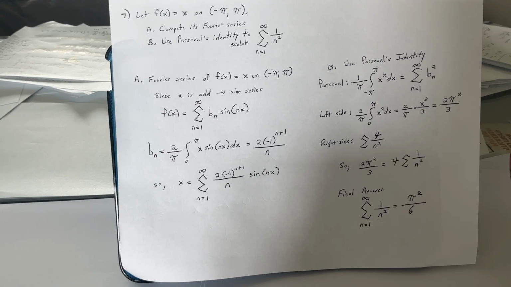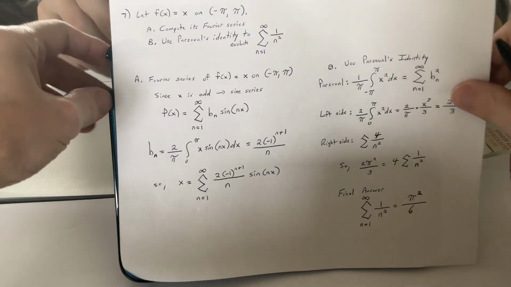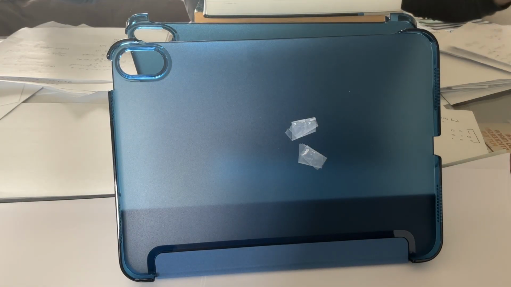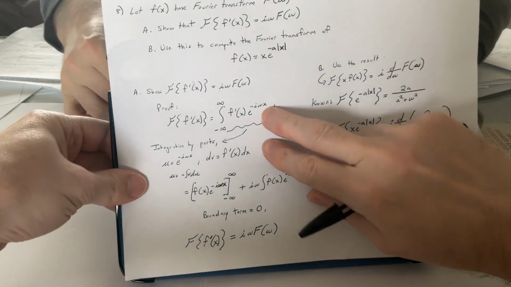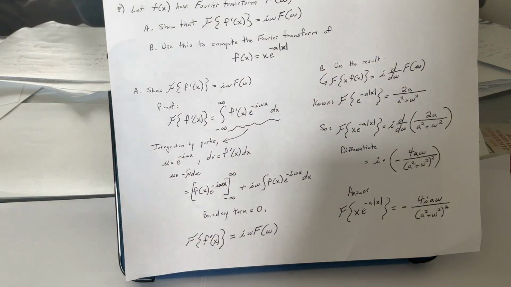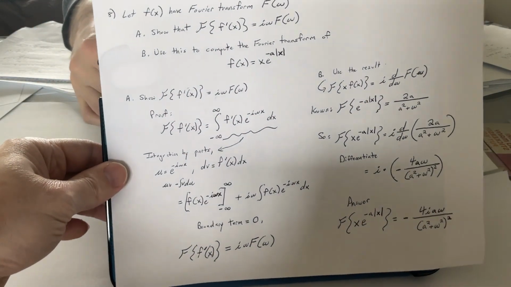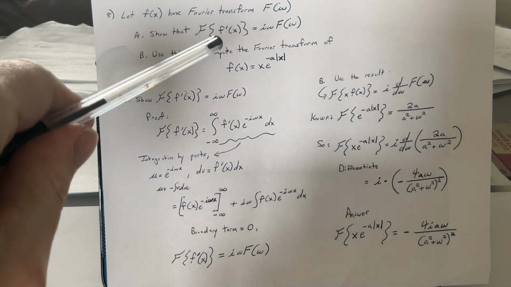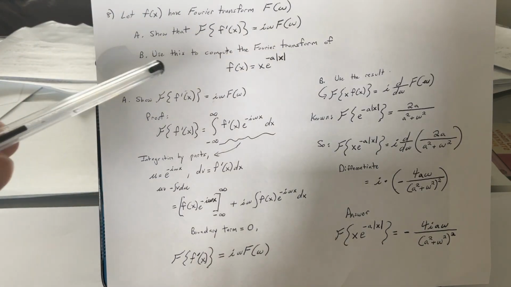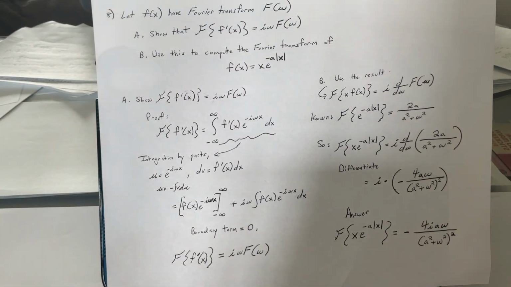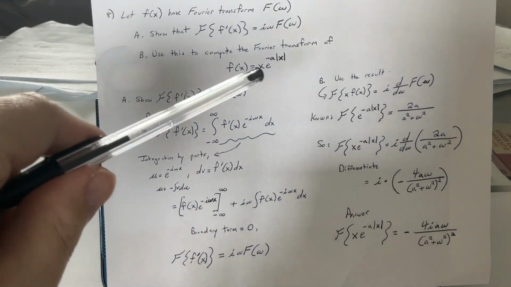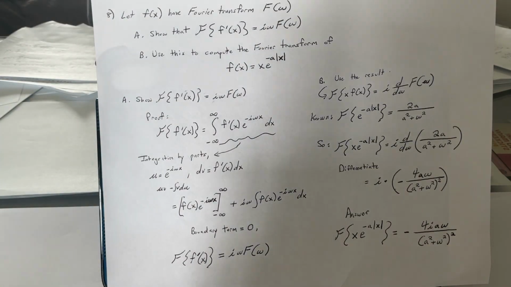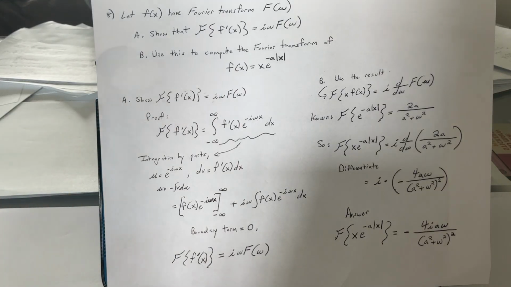Moving forward, that's number 7. Number 8. So for number 8, let f of x have Fourier transform F of w. Show that the Fourier transform of f prime of x equals i w F of w. And then part B, use this to compute the Fourier transform of f of x equals x times e to the negative a times the absolute value of x. So, okay, we want to show that this equals this.